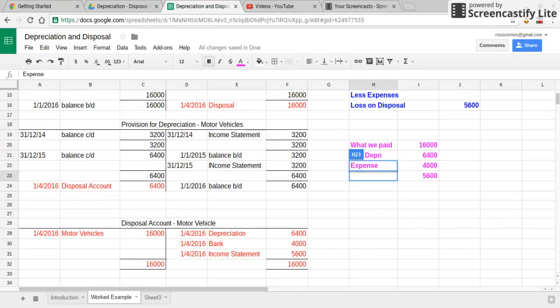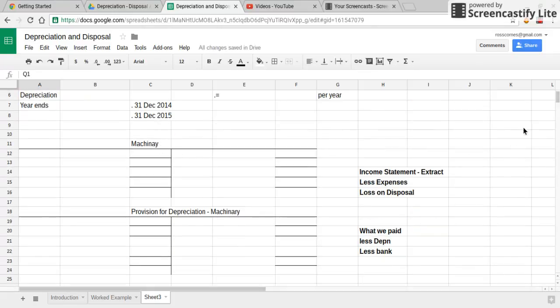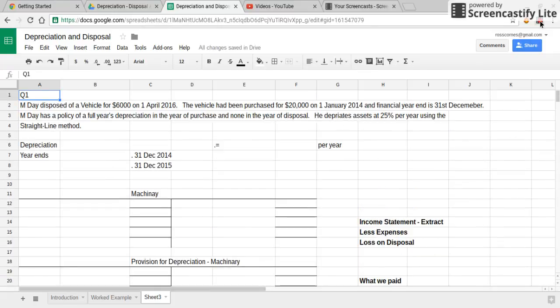Right, what I want you to do there is to very quickly pause the video and have a go at the first example that I've done for you on the worksheet.